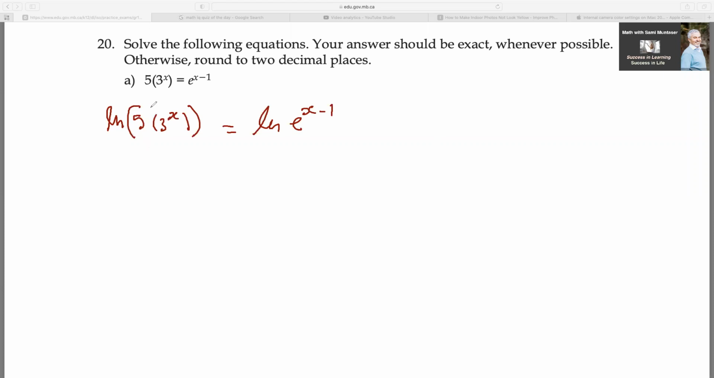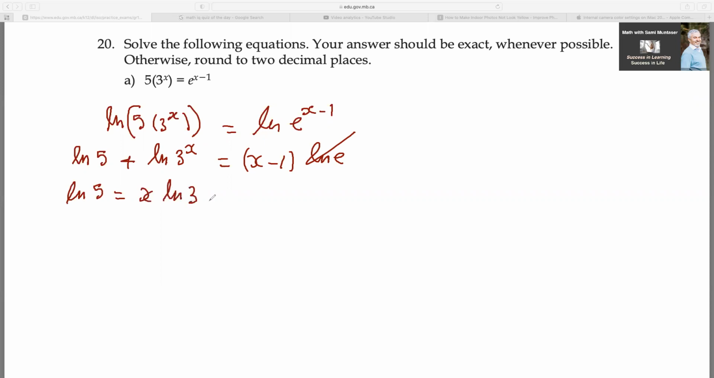So here, you will see this 5 times 3 to the x, and the rule is when you have two things that are multiplied, you expand them and change them to addition. So you go ln 5 plus ln 3 to the x equals, I'm just going to bring the x minus 1 to the bottom here, and we have ln e. As we said, ln e is 1, so we cancel that. Now we have ln 5 plus x ln 3 equals x minus 1.